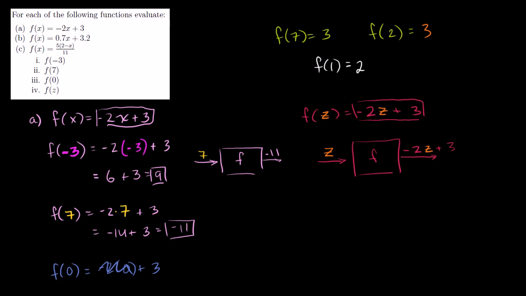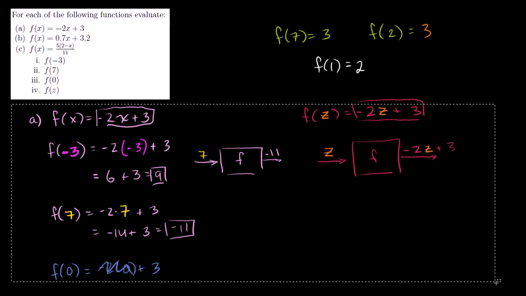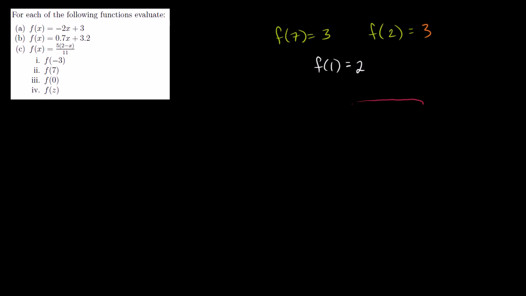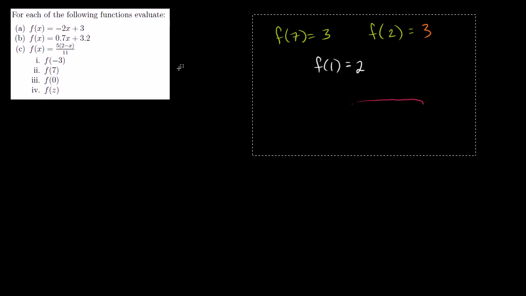Let me clear this, actually. I'm running out of real estate. Let me clear all of this. And we can do part C. I'm skipping part B. You can work on that part. Oh, sorry, I said I was going to do part C. Part C. This is our function definition.